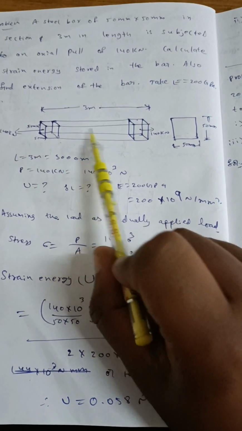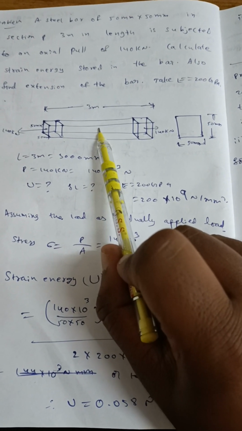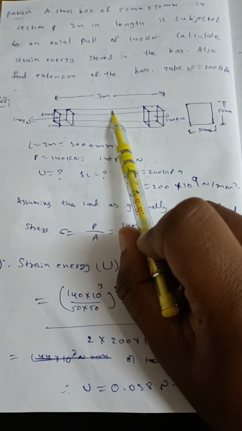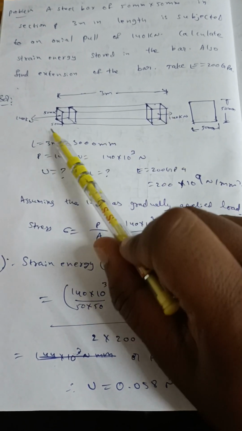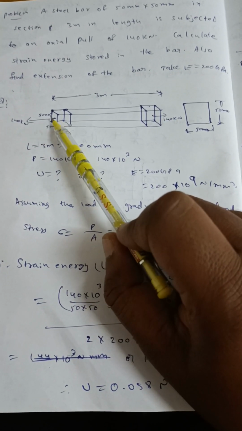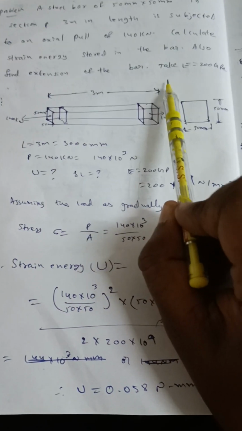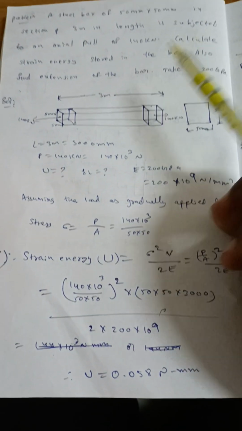So when the load is applied, there is some strain energy developed in the body. We need to calculate the strain energy stored in the body. Also find the extension of the bar. Due to this load, there is some extension, so this extension delta L we need to find. Take E equal to 200 GPa.